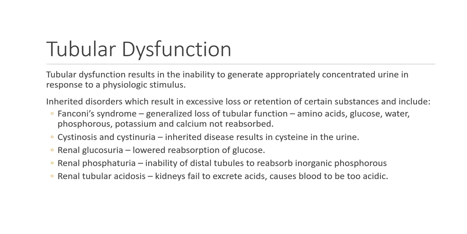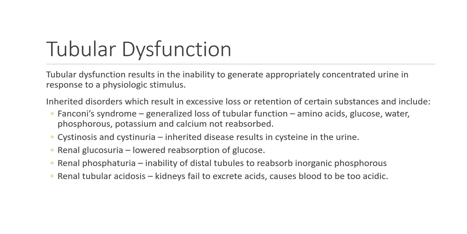So these are inherited disorders which result in excessive loss or retention of certain substances. Fanconi syndrome, this is a generalized loss of tubular function. So amino acids, glucose, water, phosphorus, potassium, calcium are not reabsorbed. This is not a good thing. These are all essential elements for your body. And again, these are inherited disorders.